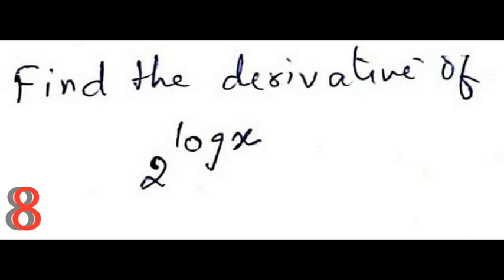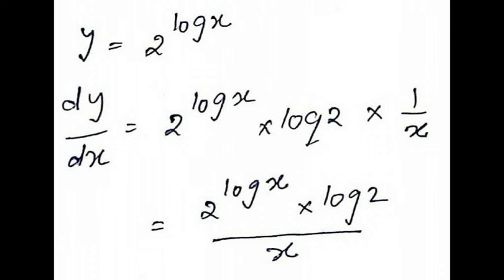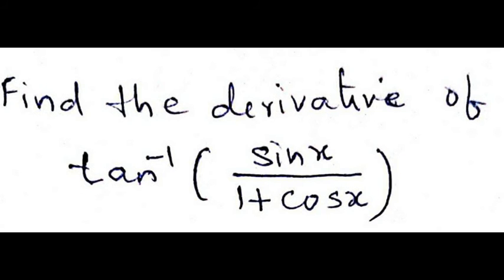Find the derivative of 2 raised to log x. Derivative of 2 raised to log x is 2 raised to log x into log 2 into 1 by x, which is equal to 2 raised to log x into log 2 by x.